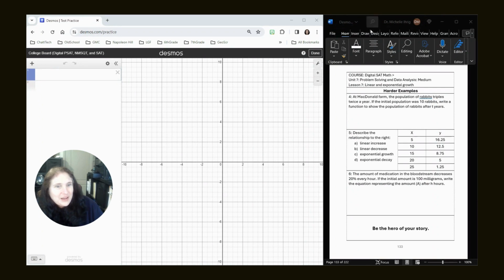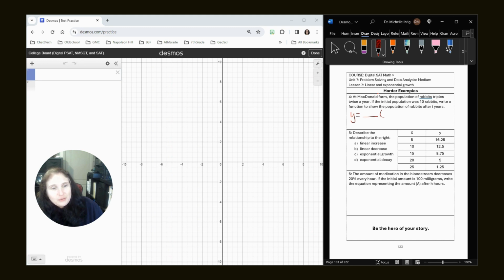So we have, this will be exponential because it triples. It has multiplication. So we're going to do y equals the starting value times the rate times the time. So the initial population was 10 rabbits. It triples, but it triples twice per year. So instead of having x, we're going to have 2x. And that's the formula. That's the function right there.